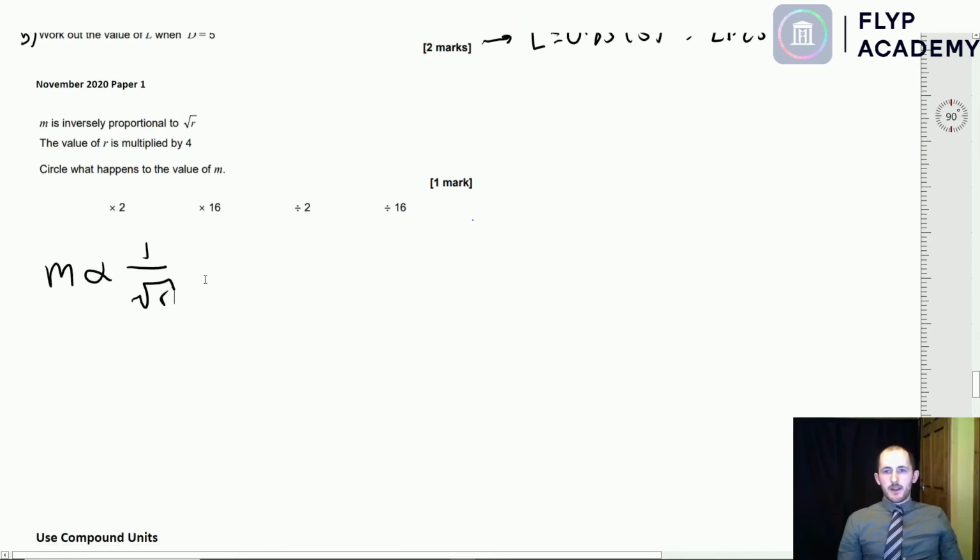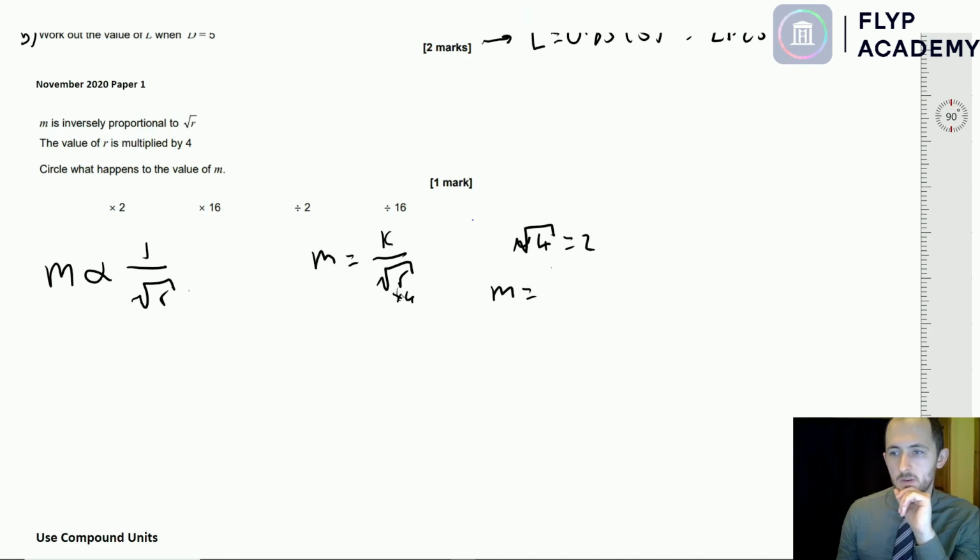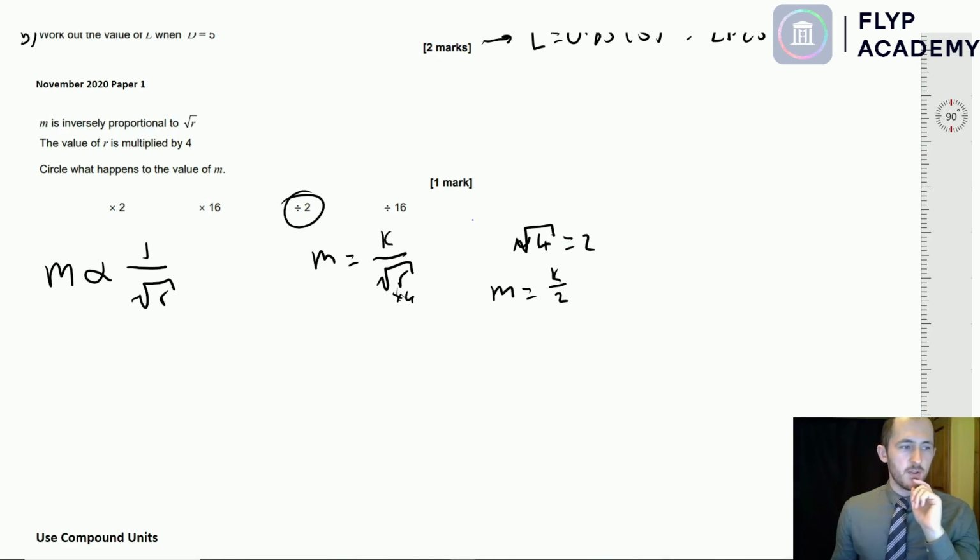It then asks us, the value of r is multiplied by 4. So I don't need to do anything else, by the way. So if I did m equals, again, you multiply both sides by r, by k. It says r is multiplied by 4. So if this became 4, right? So if I multiplied that by 4, what would happen to the value of m? Well, let's have a look. The square root of 4 is equal to 2. So now m will equal k over 2. So the value will divide by 2. Hopefully that's not too bad.